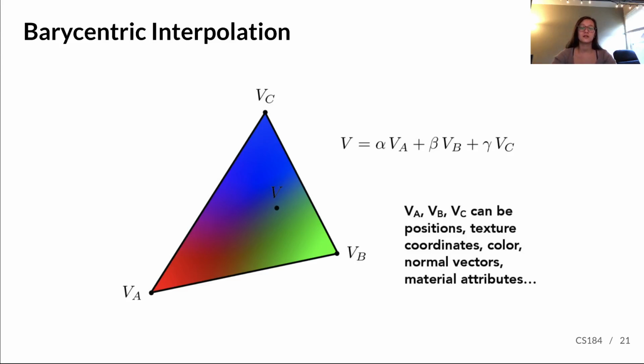Okay, so now let's move on to the worksheet. We'll get some practice actually calculating these and using these barycentric coordinates.